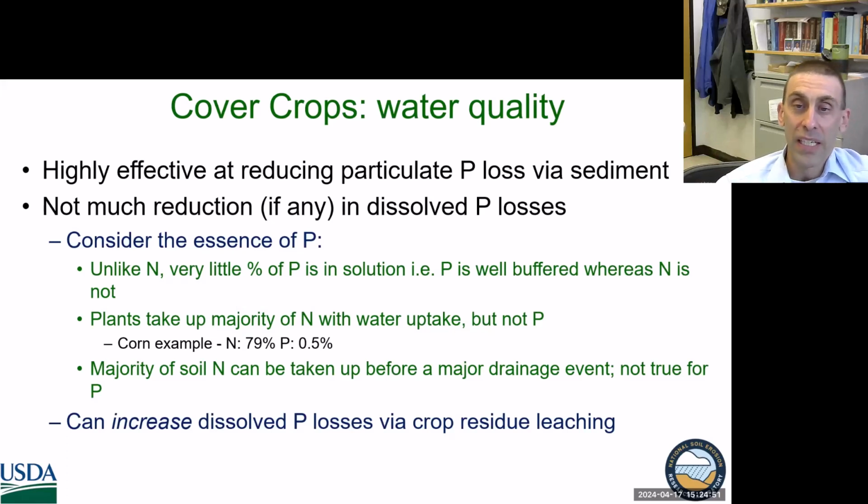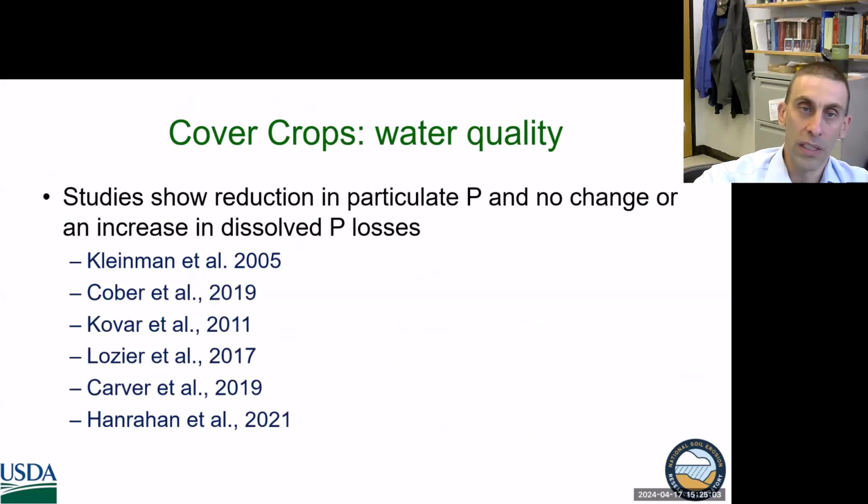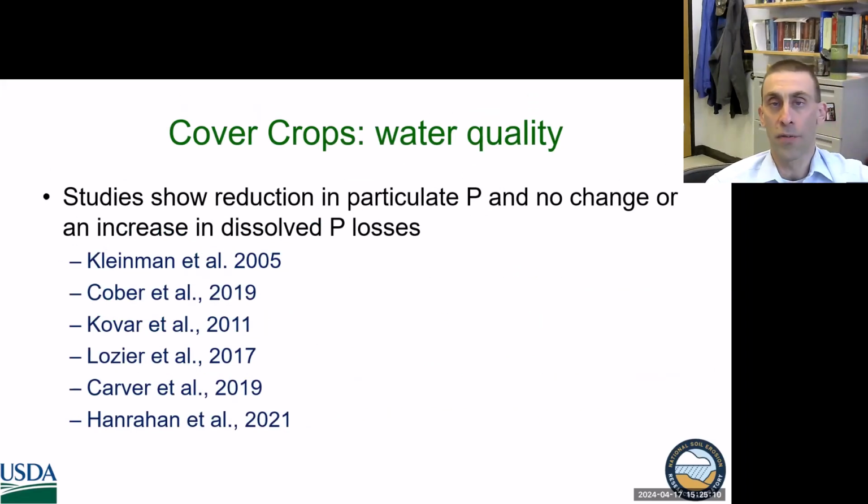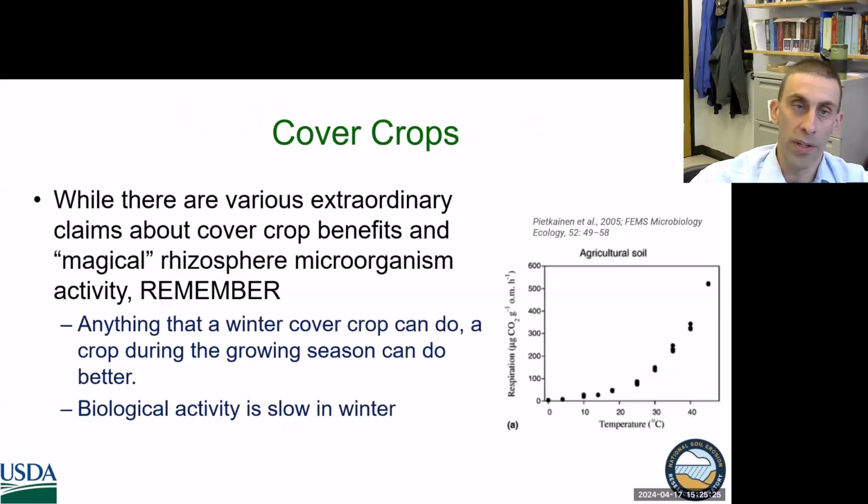So cover crops shouldn't be able to do much for dissolved phosphorus. In fact, what we see is that sometimes they can actually increase dissolved phosphorus losses through crop residue leaching. And indeed, that's what we see in studies that show a nice reduction in particulate phosphorus, total phosphorus usually, but no change or an increase in dissolved phosphorus losses. Again, that's just the difference between the nature of phosphorus versus the nature of nitrogen. One is buffered, the other one is not.